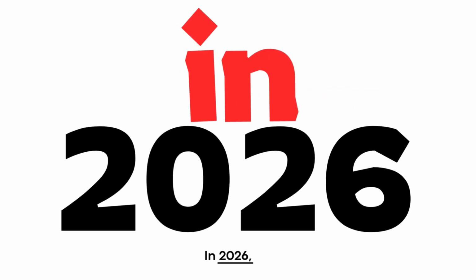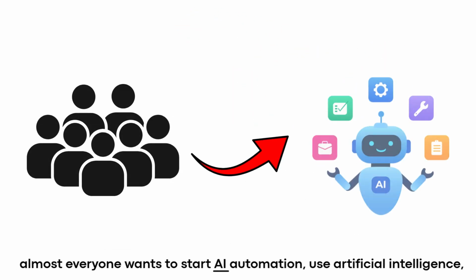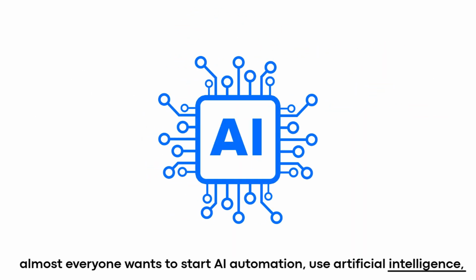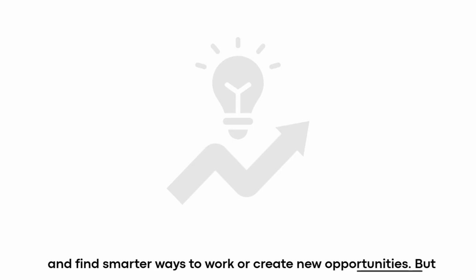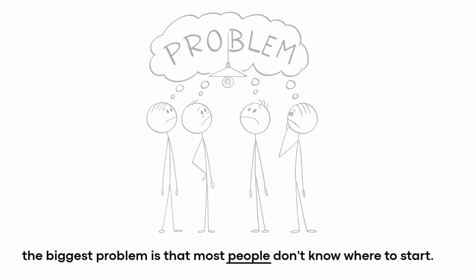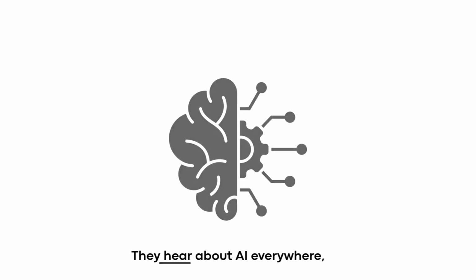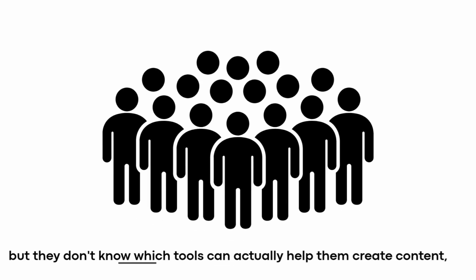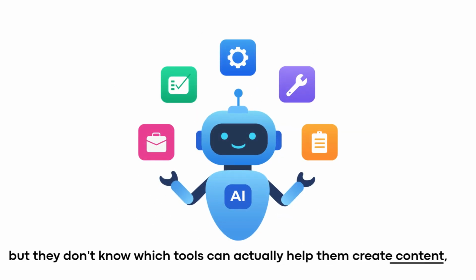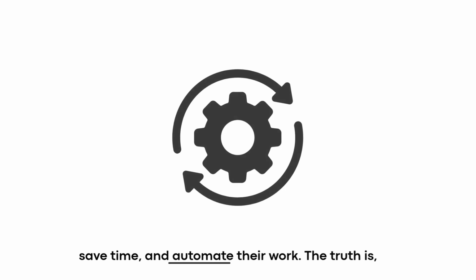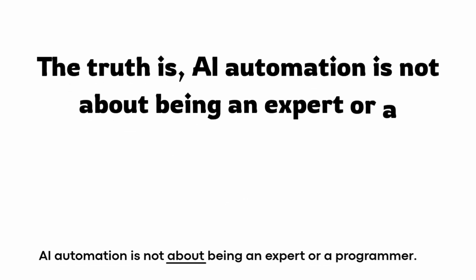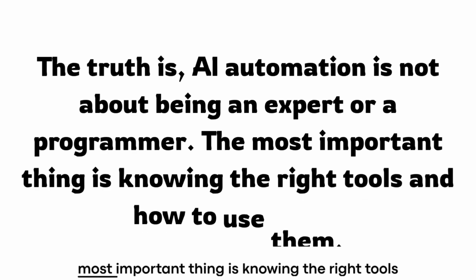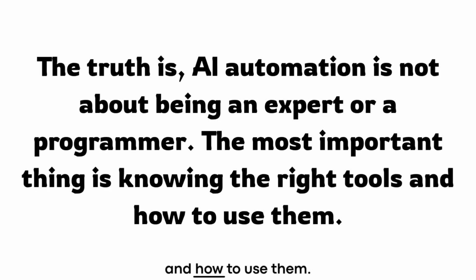In 2026, almost everyone wants to start AI automation, use artificial intelligence, and find smarter ways to work or create new opportunities. But the biggest problem is that most people don't know where to start. They hear about AI everywhere, but they don't know which tools can actually help them create content, save time, and automate their work. The truth is, AI automation is not about being an expert or a programmer. The most important thing is knowing the right tools and how to use them.